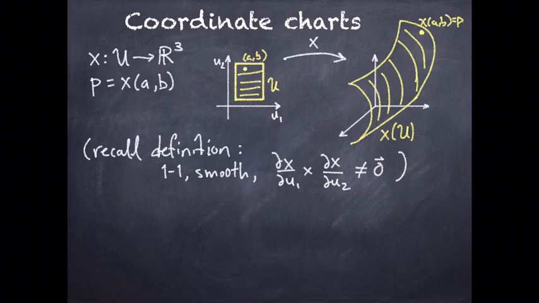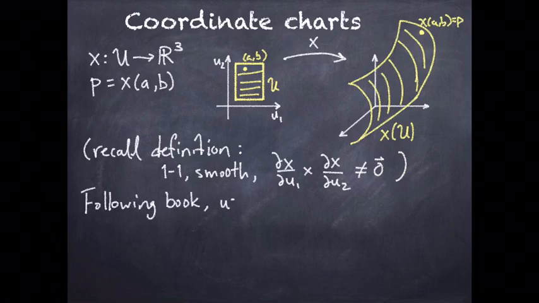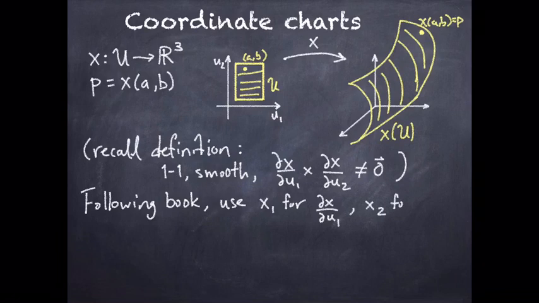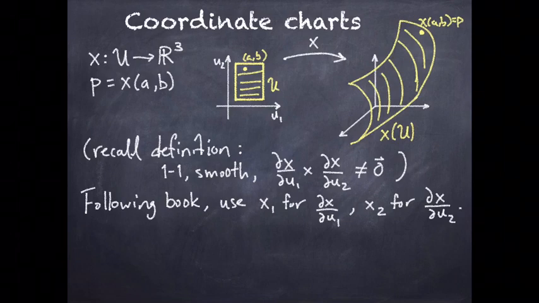Now we're going to follow the book, and we're going to use just x1 for that partial with respect to u1 and x2 for the partial with respect to u2. Often I'm not going to put that we're evaluating it at (a, b), but for the most part you should just remember there's this one point P that we're focused on, and we're evaluating these at that point.